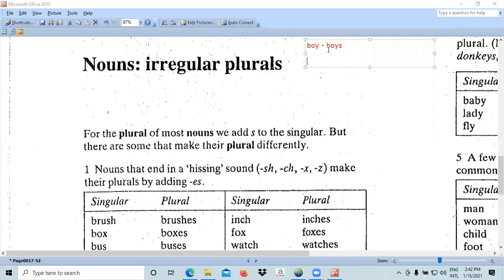But today we are learning some different things. Okay. Look at this one.